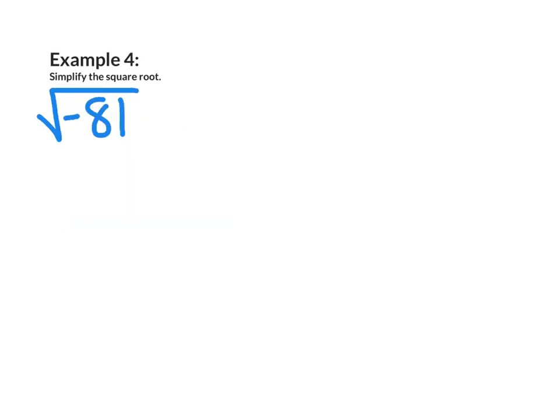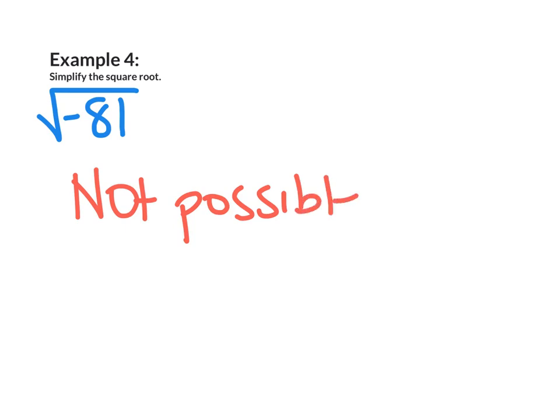Example 4. The square root of negative 81. This is not possible. You can never have a negative inside the square root. It will never work. You can have one on the outside of the square root, but never on the inside.